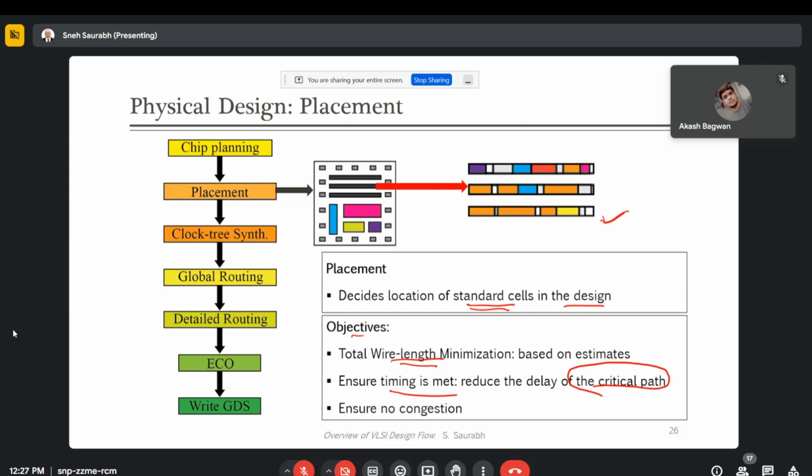Okay, and it will also try to improve congestion, meaning that it will try to place entities so that there are no regions in our design where many wires are crossing, right? If many wires cross in a small region in a layout, that is what is known as congestion. The tool will try to avoid that situation, right? So these will be the objectives considered by the physical design tool during placement.